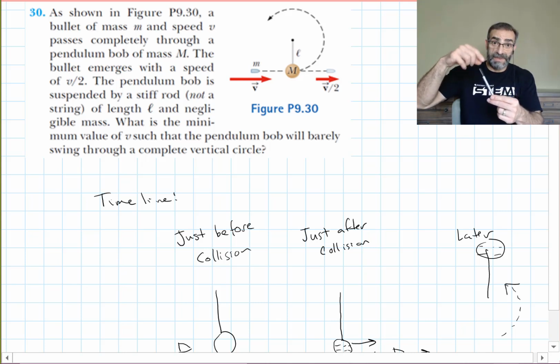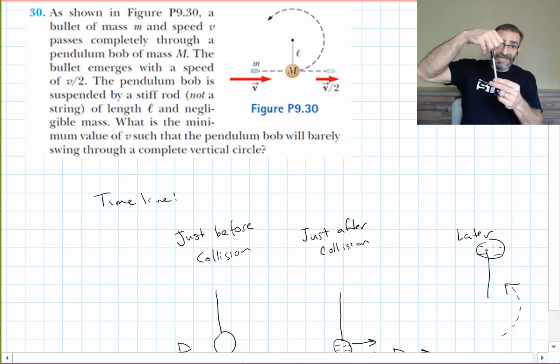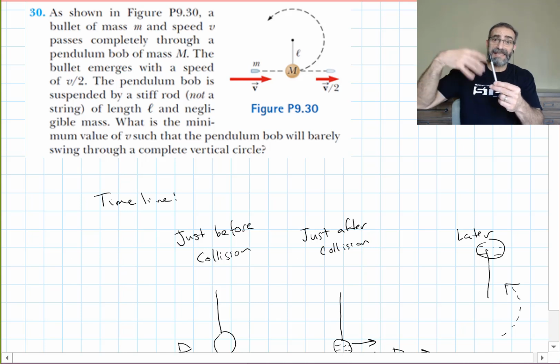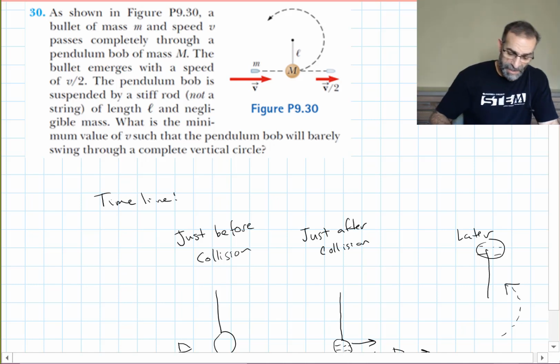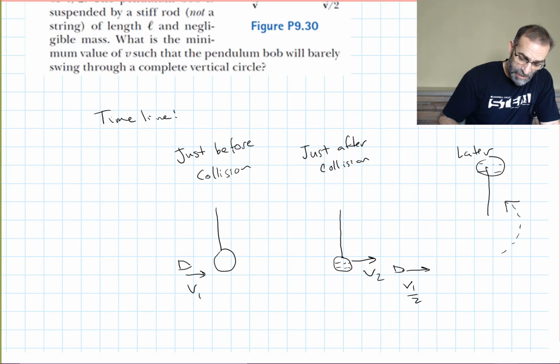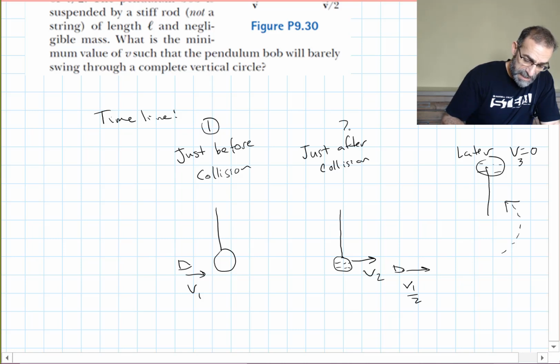So the minimum speed to make it over occurs when it gets to the top and it just comes to rest at the top. It just has zero speed at the top. Anything more than that would cause it to go over, right? So we're going to say V equals 0. This is going to be V3, right? So this is time 1, this is time 2, and this is time 3.